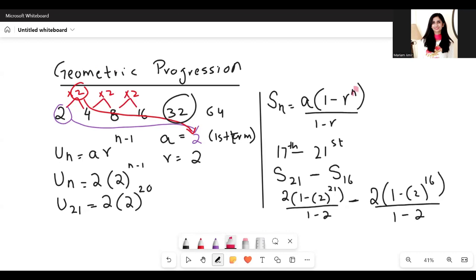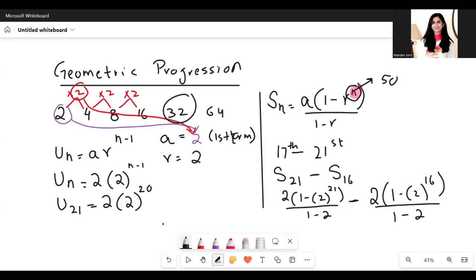Remember this is n, not n minus 1. I hope I did not say n minus 1 somewhere in the previous example. In case I did, please fix it. This power is supposed to be n, not n minus 1. So if you're finding the sum of the first 50 terms, this would be 50.